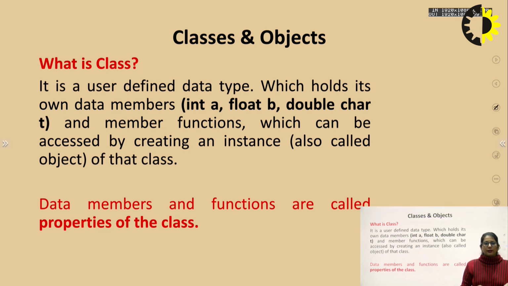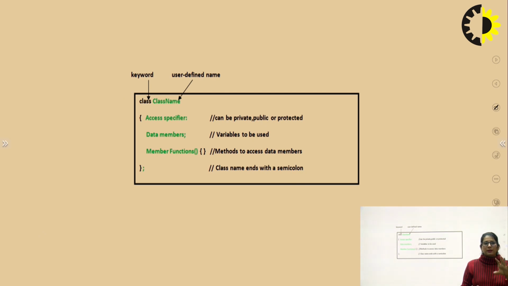So a class is basically holding the data members and the member functions together. So it is holding the properties of a class. Now this is the basic syntax of a class. After writing class, we need to mention the class name. Then there will be a curly brace. After that, we need to specify the data members and the member functions together. Then there will be a curly brace and the terminator. This is the basic syntax of a class.